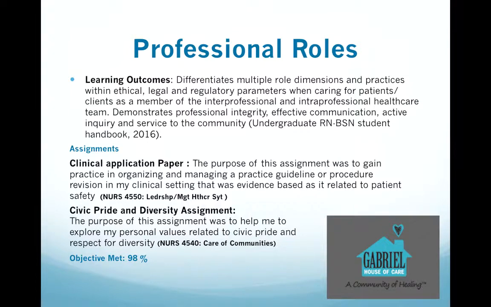The purpose of this assignment was to gain practice in organizing and managing a patient guideline or procedure revision in my clinical setting that was evidence-based as it relates to patient safety. In my clinic, we have a lot of therapies like chemotherapy and blood transfusion, and so these patients require a central line. Therefore, they are at high risk of infection. So my project was oriented to improve a safety culture with patients at risk by improving compliance with chlorhexidine bathing.